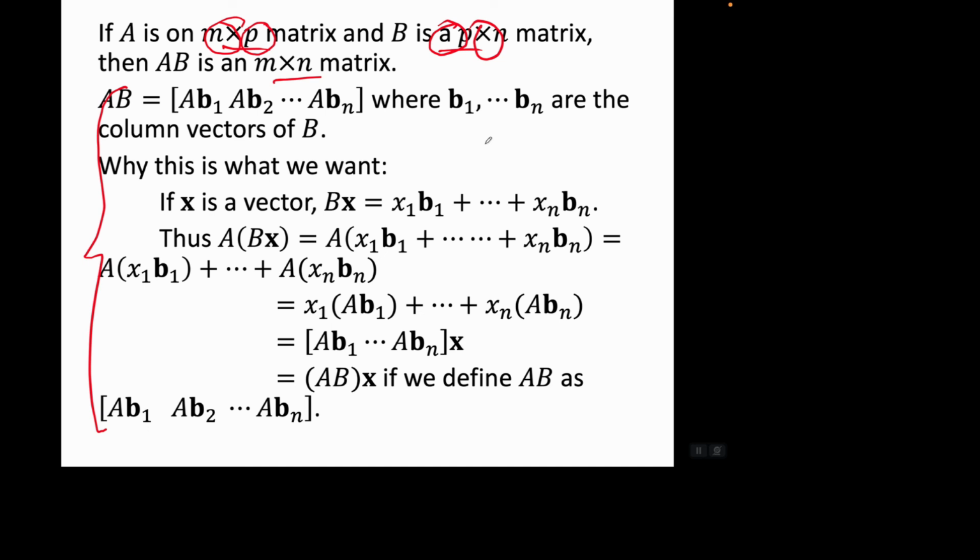You can pull out the xi's. You get x1 times AB1 plus ... plus xn times ABn. In other words, you can rewrite this as AB1 ... ABn times x. If you were to work out the details, you'd see that that's the case. And this is going to be AB times x if we define AB as AB1, AB2, ..., ABn. We'll see a much easier way to calculate this in a subsequent video.